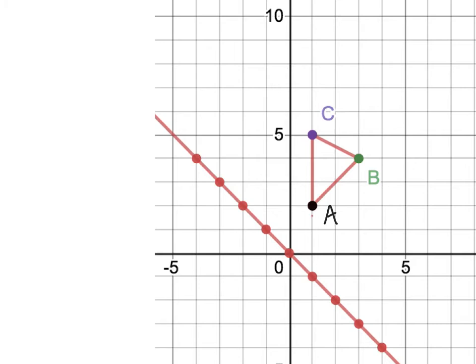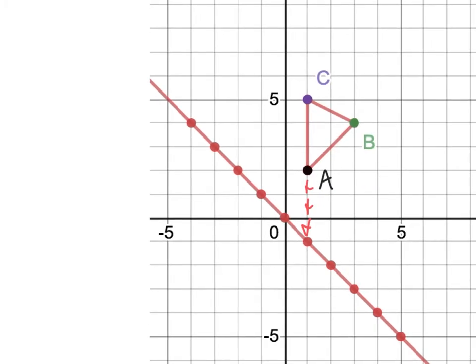So I'm going to go 1, 2, 3. So I rose 3. So now I have to run 3. So 1, 2, 3. Boom, that's my new point. Let me do my erasing. And that is A prime.